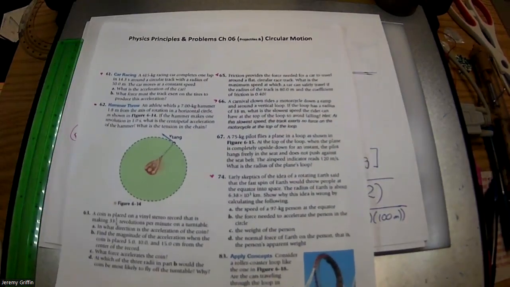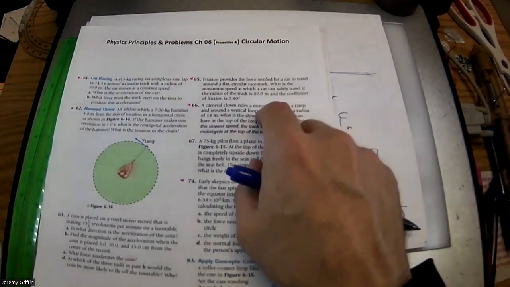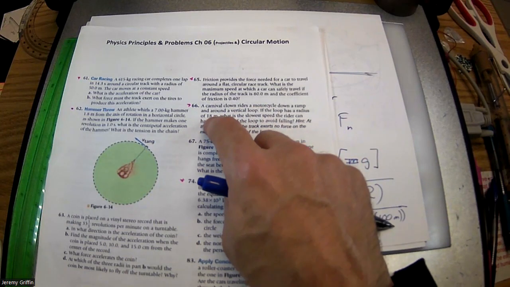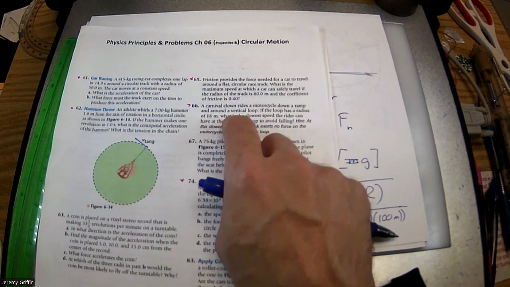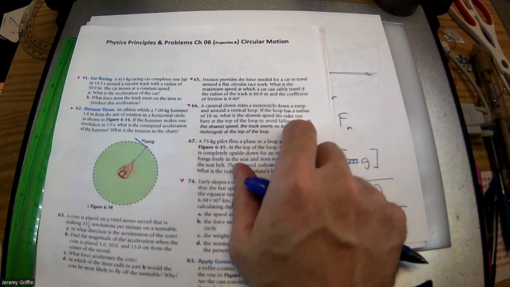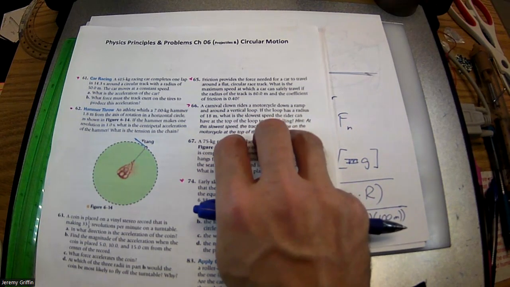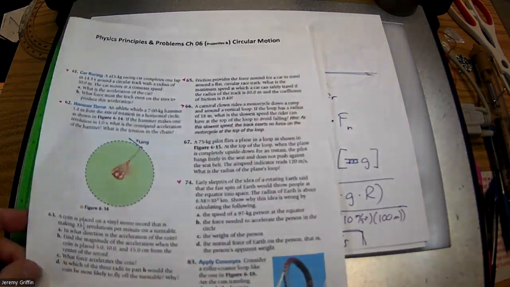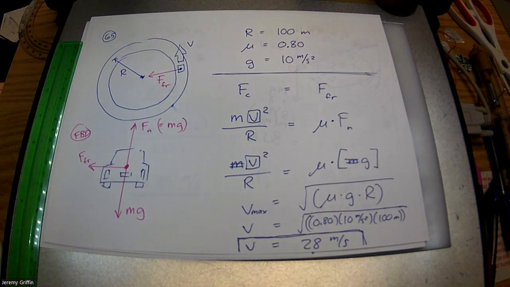So we got 2 more to go. Number 66. A carnival clown rides a motorcycle down a ramp around a vertical loop. If the loop has the radius, so this radial size, what is the slowest speed that the rider can have on top of the loop without falling off? And they gave you guys a hint. It says the normal force goes to 0 at the minimum speed. I've changed this a little bit to call it a roller coaster, or you know what else I can call this?